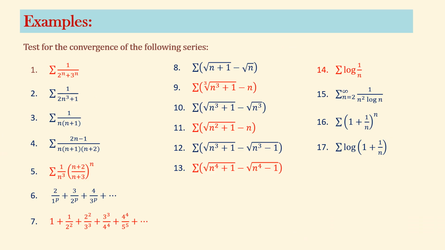Problems from 8 to 13 are all similar. In all these questions, there is a square root or cube root. So from the numerator, if a square root or cube root is there, we have to multiply with its conjugate and see that the surd does not exist in the numerator. So we'll do the problems and understand.